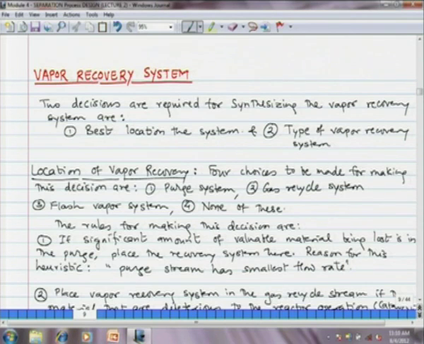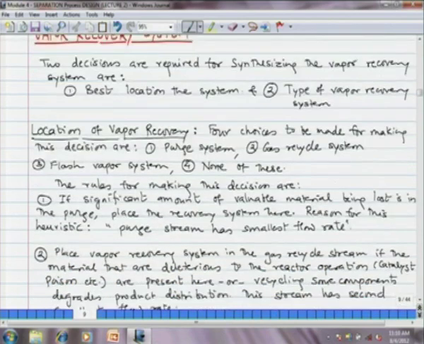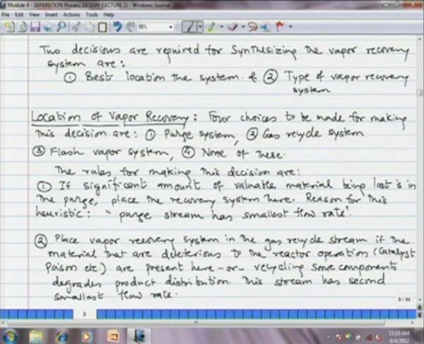For the location of vapor recovery, we have four choices. The choices are: first, the purge stream, okay, then the gas recycle stream, then the flash vapor stream, and somewhere else, none of these. So, these four choices we have for the location of the vapor recovery system. Now, depending on the type of process and the type of reactor effluent that we have, the choice will be decided. Now, let us see what governs the choice, or the rules for making this decision.